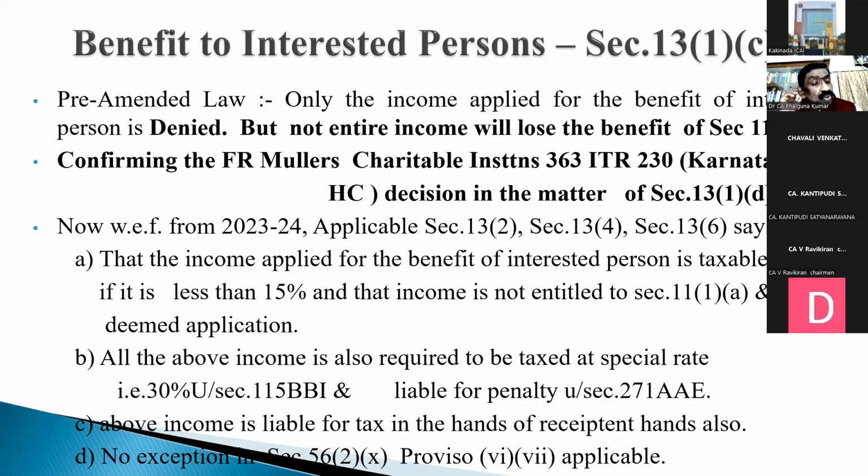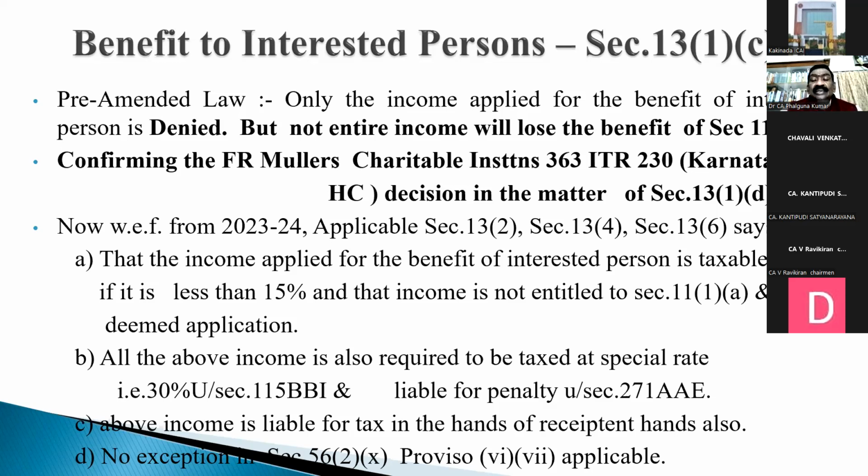And those individuals, those persons, maybe any person, because section 56(2)(x) says any person receiving any benefit without consideration or inadequate consideration, even if it is from a 12A, 12AB recognized person. So here it is an interested person. There, an interested person receiving a benefit is not entitled to the 56(2)(x) exemption. They are also liable for tax.